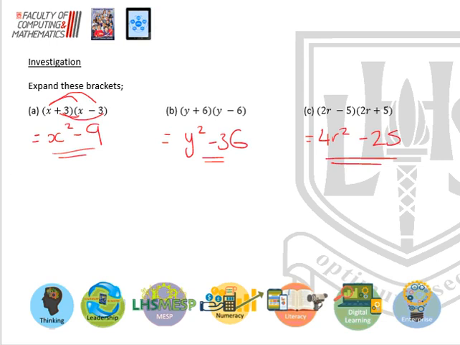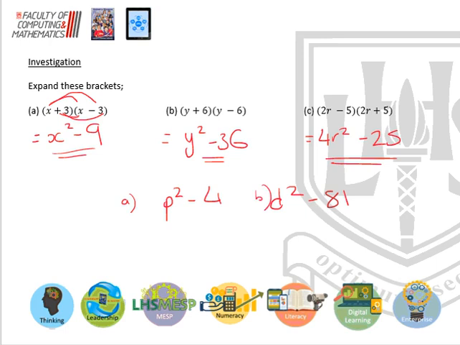Now what I'd like you to do is try and factorise p squared minus 4, and let's do d squared minus 81. What would these be factorised?